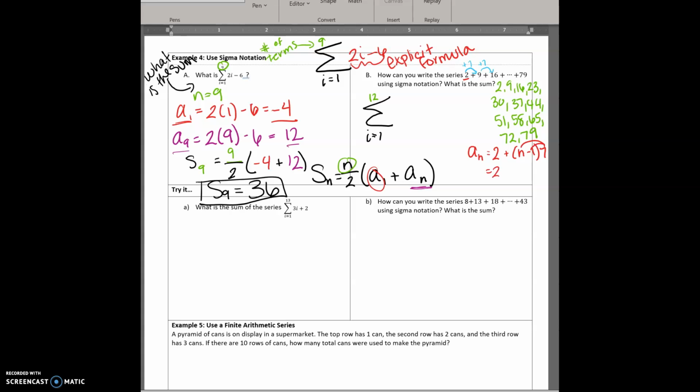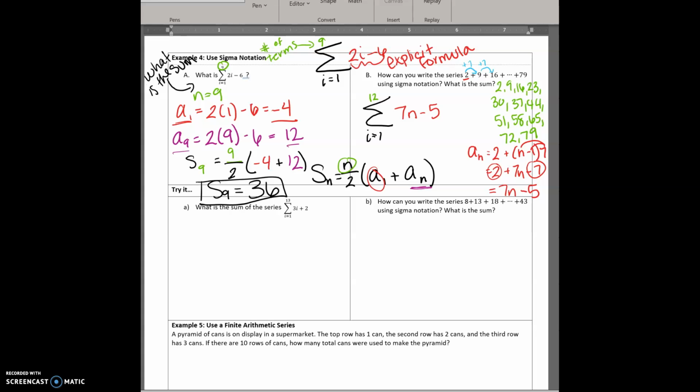And then simplify it. So we have 2 plus 7n minus 7, combined our like terms. So we're at 7n minus 5. So now we're going to take this and write it here. 7n minus 5.